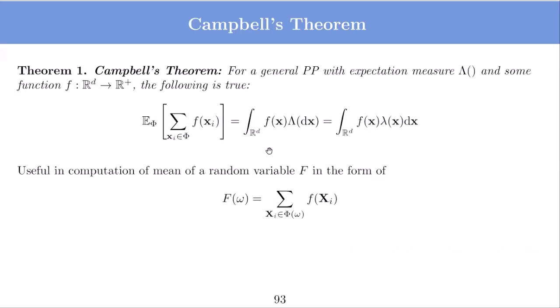And this result is especially helpful in computing the mean of a random variable of the following format: it goes to each point of the point process, computes the function value, and sums it over all those points.